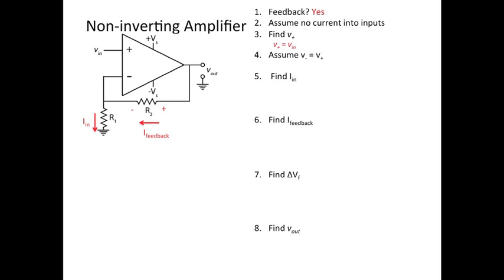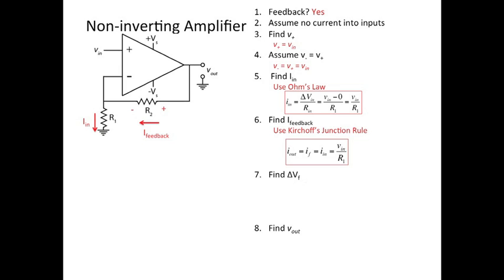We can find V plus. Well, what is V plus going to be? It's just going to be equal to the input voltage. So now we assume V minus is equal to V plus, which is equal to the input voltage. So we got that. We can find I in using Ohm's law. We know that V minus is going to be Vin. To ground, there's going to be a change in potential across R1. We can find the current I in.